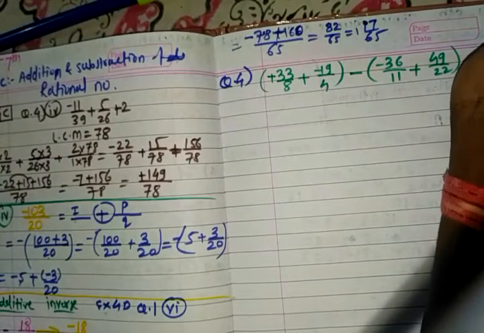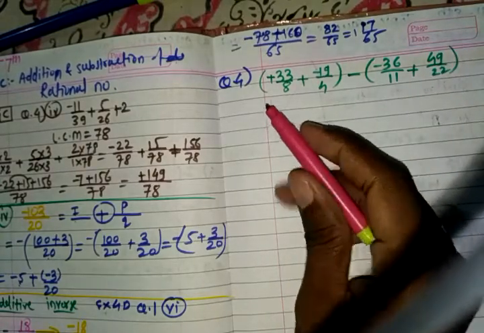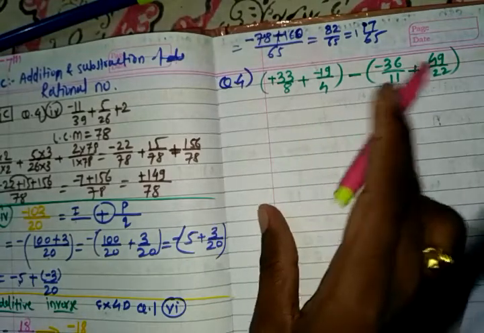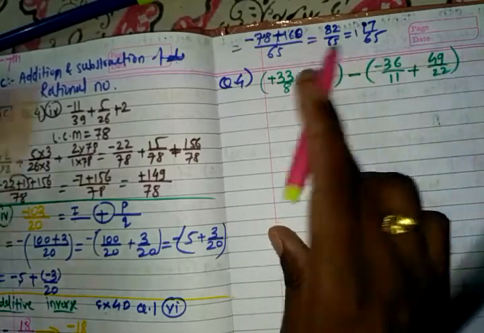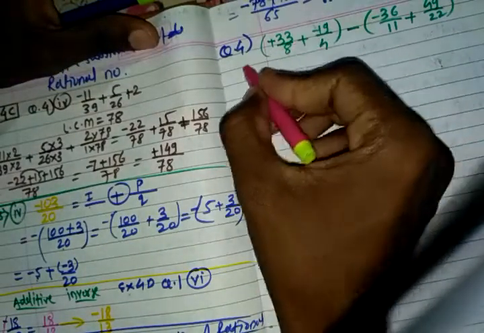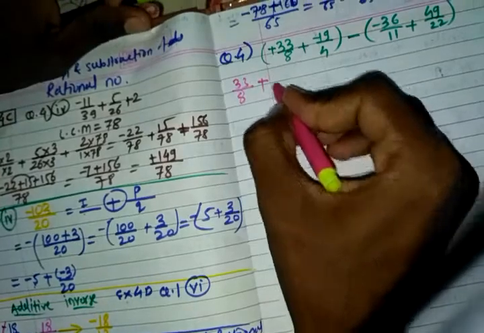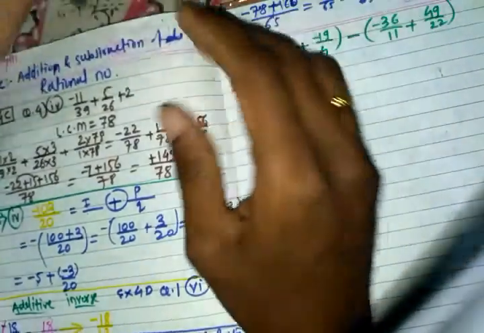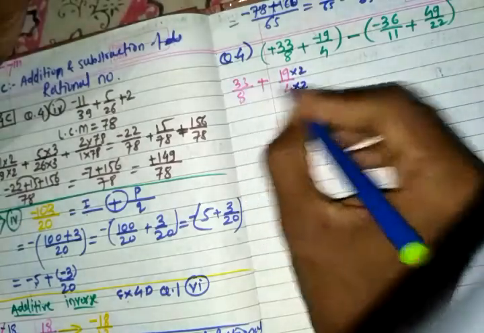Now we will take question number 4, as question number 3 is the same as question number 2. Here we have to subtract the sum of minus 36 by 11 and 49 by 22 from the sum of 33 by 8 and 19 by 4. So first I will take them one by one. I will take 33 by 8 plus 19 by 4. So what is the LCM? The LCM is 8. So I will multiply 4 by 2, and here it stays as it is, 8.